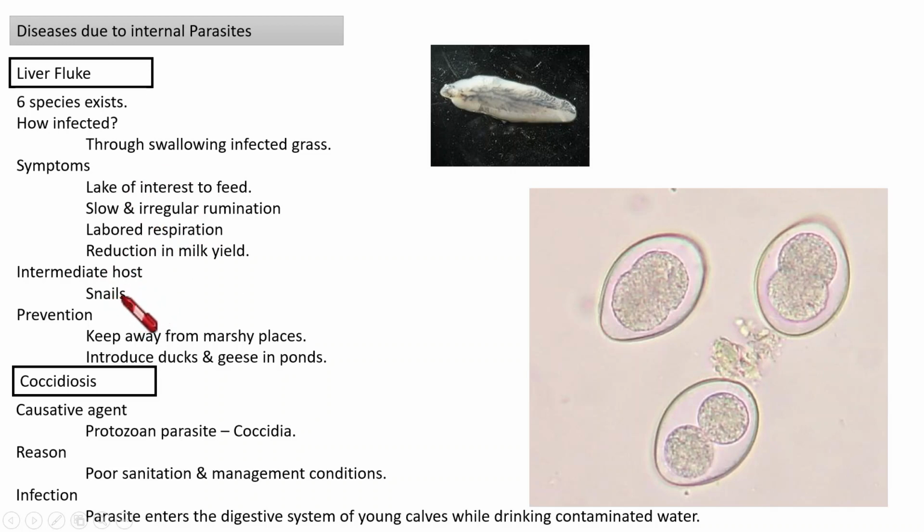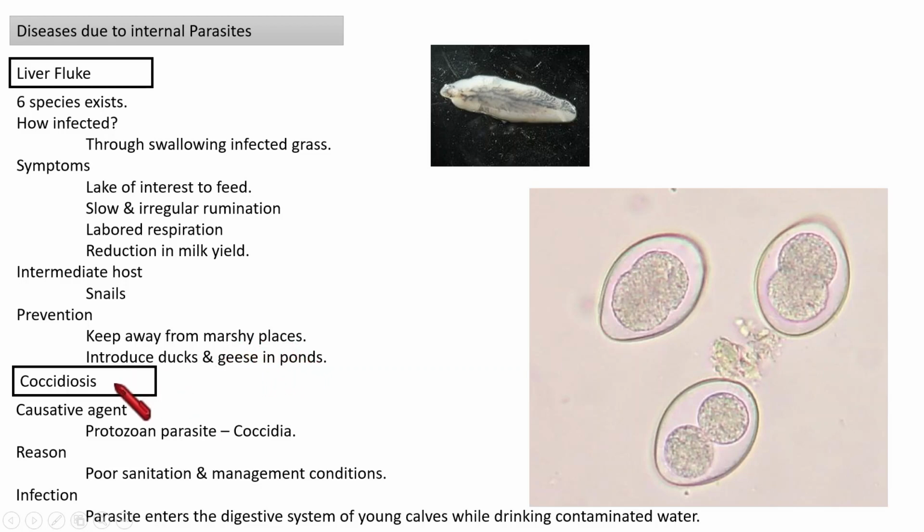Intermediate hosts are snails. So we need to eradicate the snails. How can we eradicate snails? By introducing ducks and geese in ponds. That is a preventive measure. And also we need to keep all our dairy animals away from marshy places.